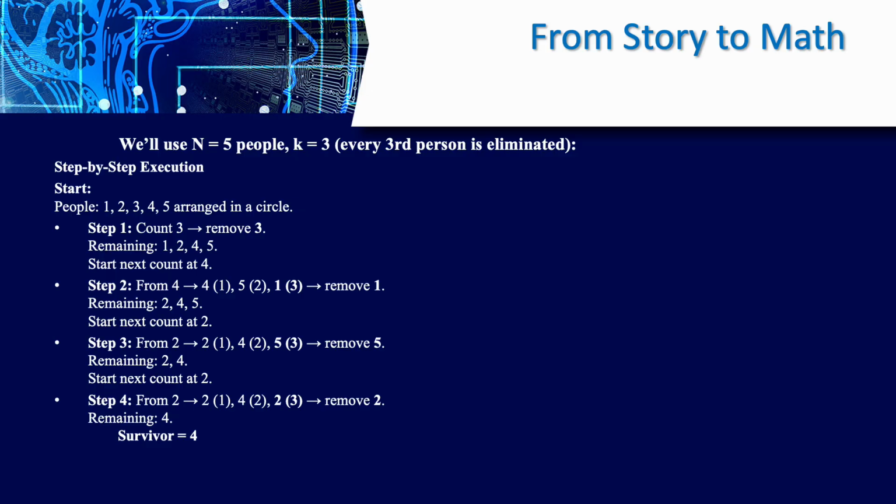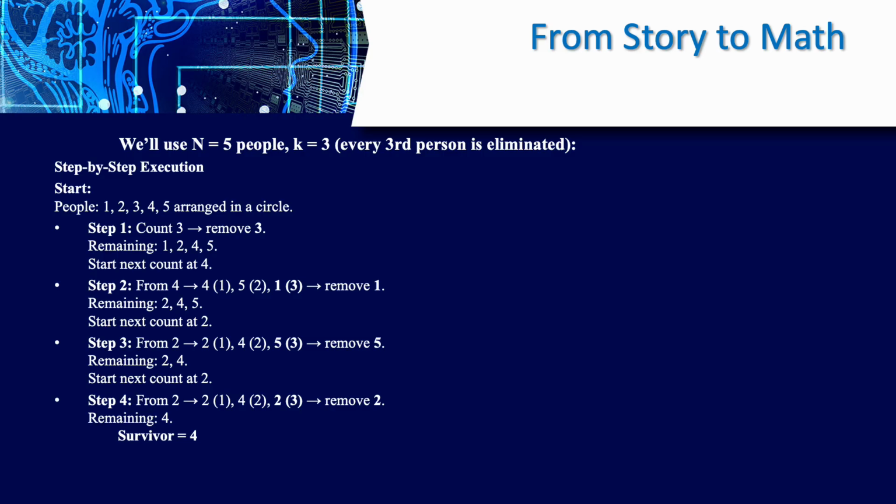So from story to math, here I have given an example: n equal to 5, which means we are going to take 5 people, and k equal to 3. K equal to 3 here means every third person is eliminated. So we take 5 people, numbered from 1 to 5, as in the previous diagram, and every third person will be eliminated.